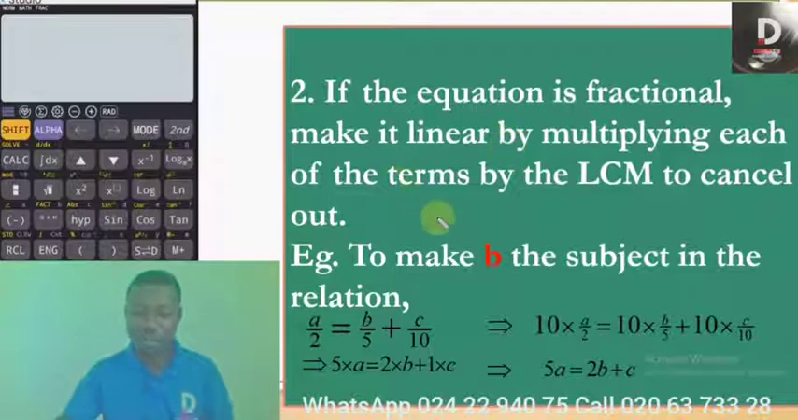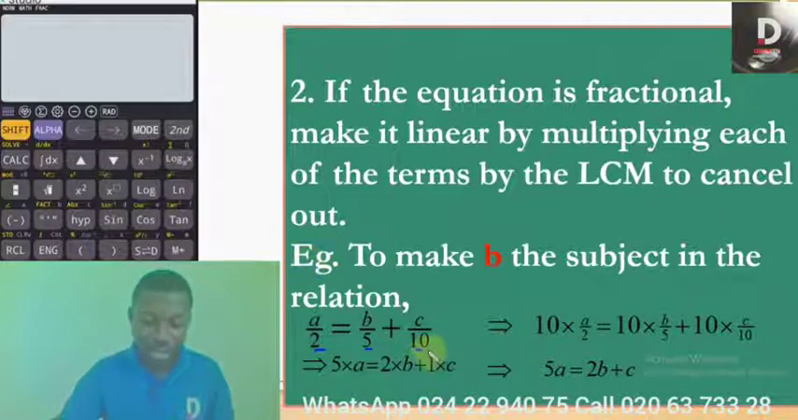So let's see this example. Can you see over here? This is the work. The denominators are 2, 5, and 10. So this equation is a fraction. It contains fractions. What is the LCM of 2, 5, and 10? You know it's 10. 2 can divide 10, 5 can divide 10, and 10 can divide itself. Therefore, it is so. So you pick it.